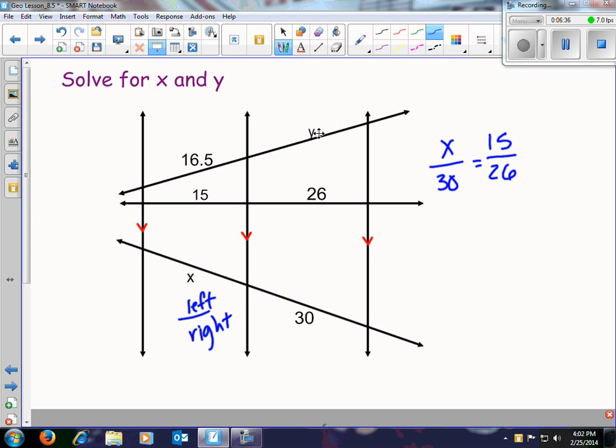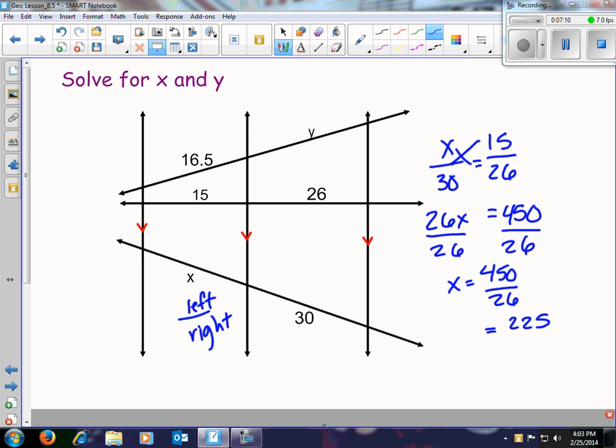Now, the problem with choosing 16 over y for my second piece is that then I have an x and a y in my same equation, and I have no way of solving for one of them. So I had to pick the line that gave me both of my values. So now I can cross multiply. So I get 26x is equal to 450. Then I can divide both sides by 26. So I get x is equal to 450 over 26, which reduces to 225 over 13. So my value for x is 225 over 13.